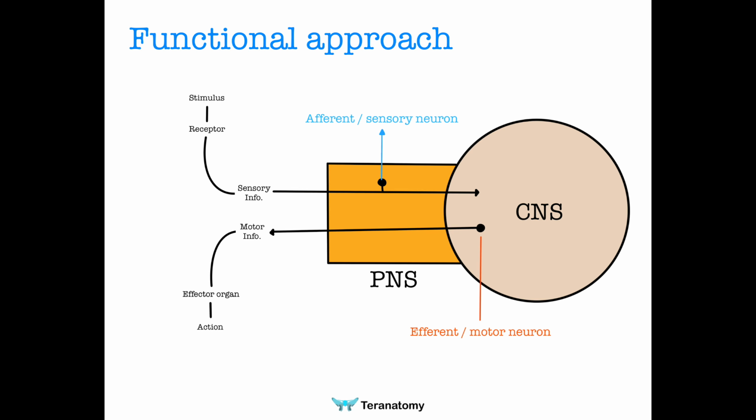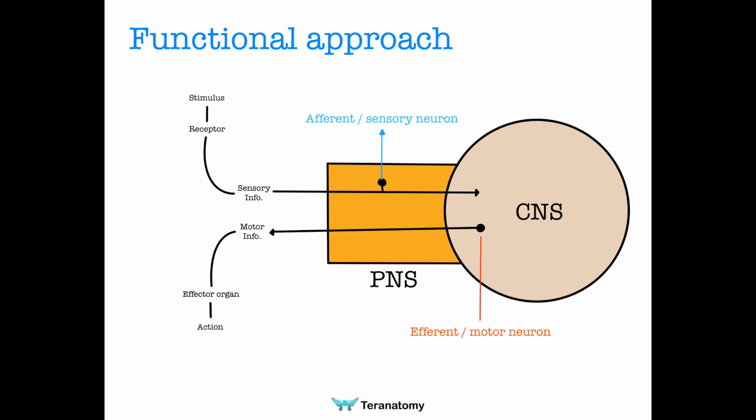The circle represents the central nervous system, any of its structures, and the rectangle represents the peripheral nervous system, such as a peripheral nerve. In general terms, this is how the nervous system works. First, we detect a stimulus through a sensory receptor. That receptor converts the stimulus into a nerve impulse, which then travels through a peripheral nerve as sensory information carried by an afferent, or sensory, neuron. It's important to note that the cell body of this sensory neuron is typically located outside the central nervous system.